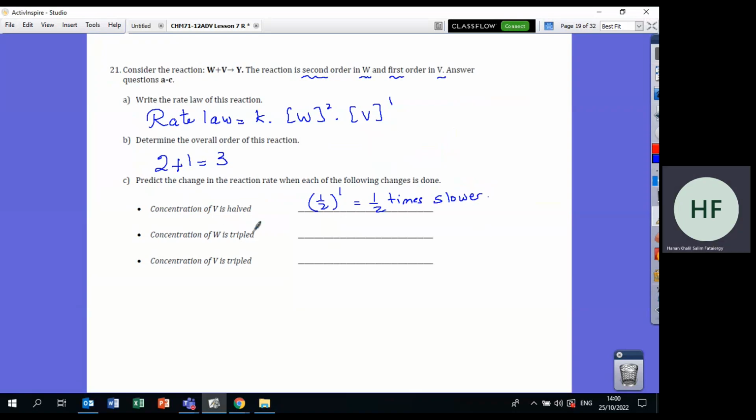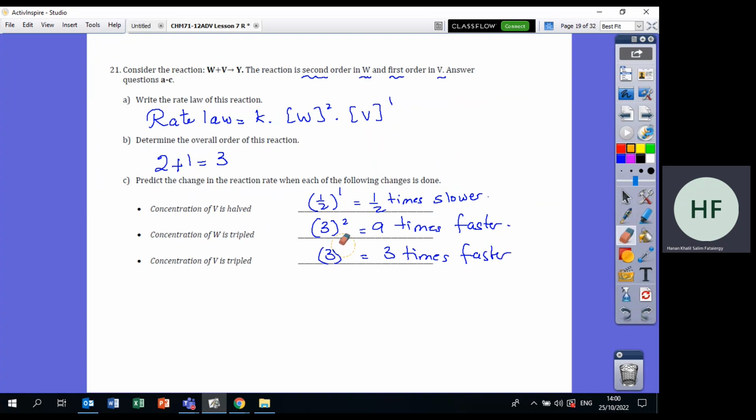Time. When W is tripled means 3. So I will go in the rule and I will put instead of W 3 power 2. It will be 9 times faster. Time. When V is tripled means 3. So I will put instead of V 3 power 1, equal 3 times faster. I believe this is more like math. If you are good in math, you will be able to do these questions.